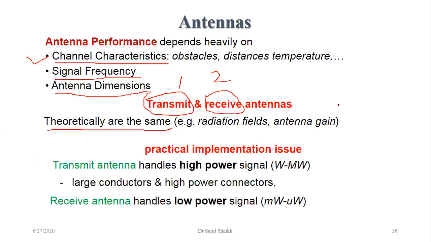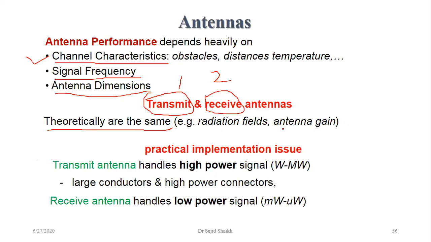Otherwise, construction-wise, channel characteristics-wise, frequency, antenna dimensions, whatever parameters there are, all of them are applicable to the transmit antenna as well as the receive antenna. The only difference is which type of energy they convert into which type. In a transmit antenna, we convert electrical energy into electromagnetic waves, and in a receive antenna, we convert the electromagnetic wave into electrical energy.